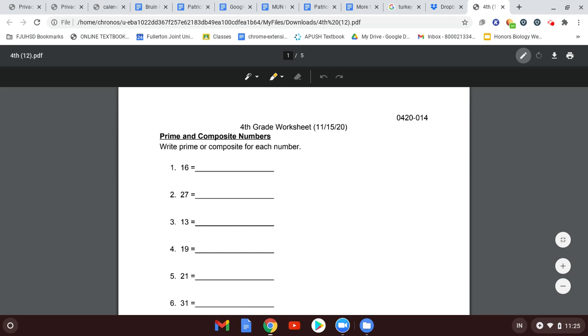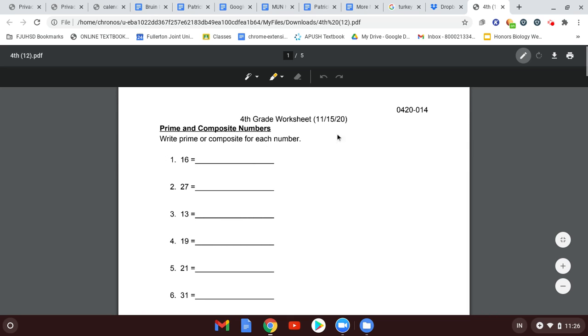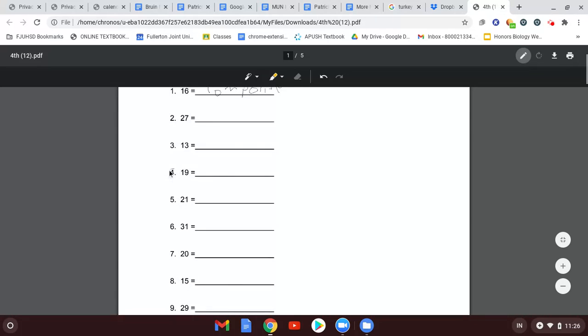Today we're going to be covering which numbers are prime and which numbers are composite. So, 16 is a composite number. Composite means a number that has more than two factors. What I mean by that is, let's go to a prime number first.